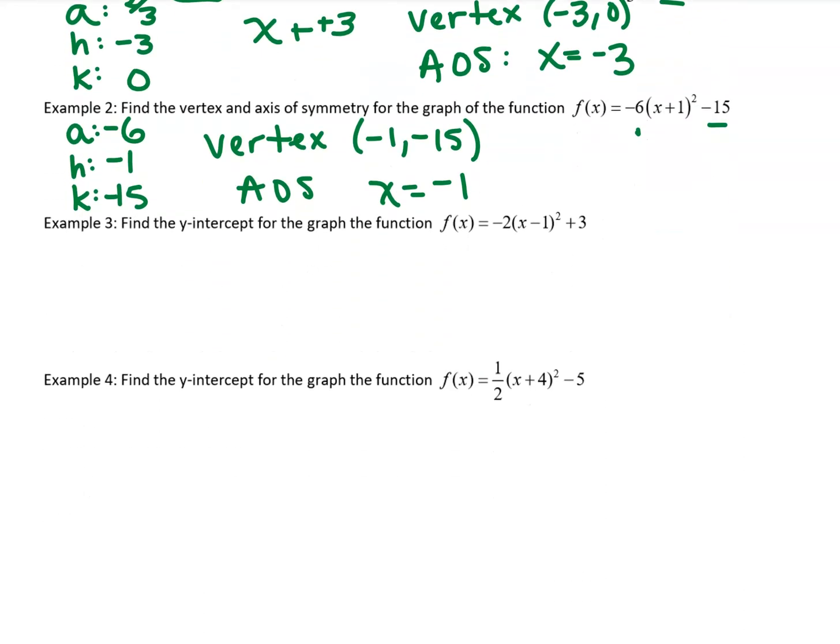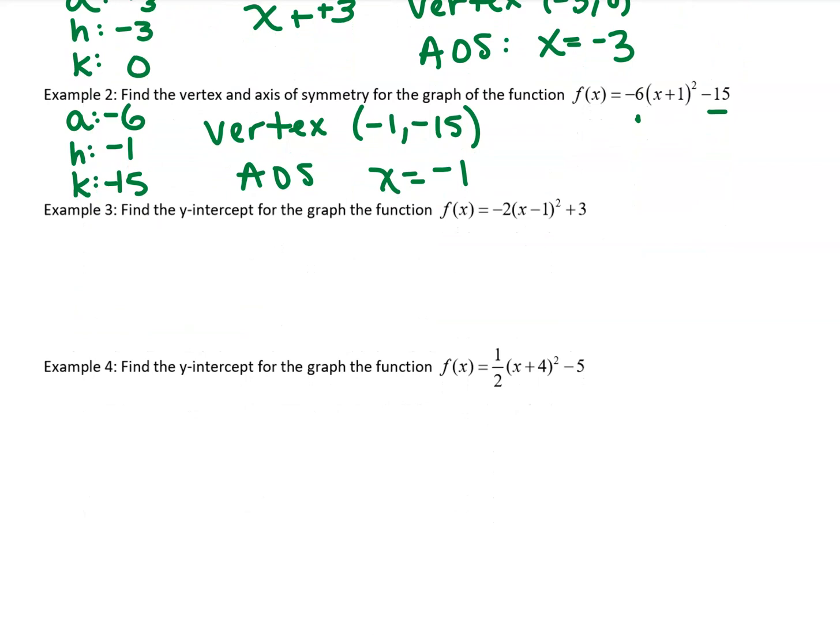Okay, finding the y-intercept. In standard form, the y-intercept was just C. It was the thing at the end that didn't have a variable. When you have vertex form, you can no longer do that. So to find the y-intercept, we have to go back to using what we know: the value of x has to be 0. So we're plugging in a 0 for x.